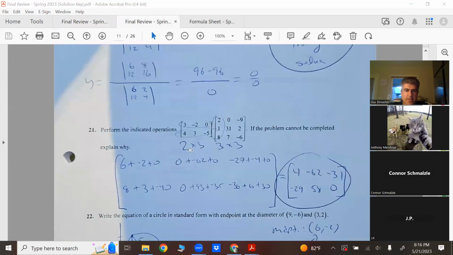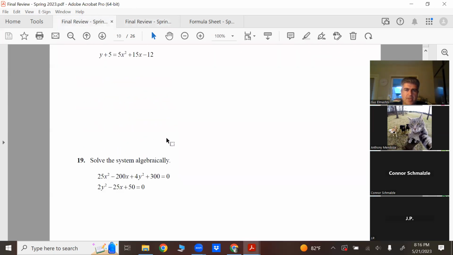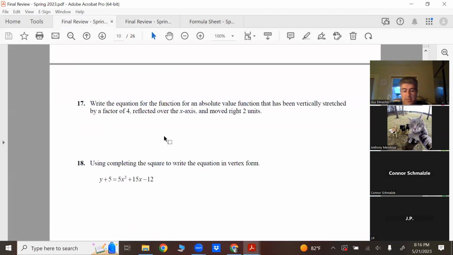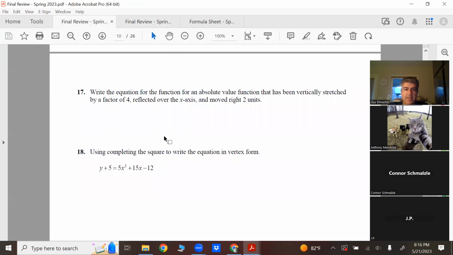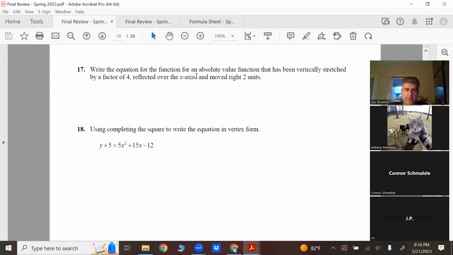I know you asked about that, Charlotte. So that's a skill that you do need to know. Oh, there we go. Let's look at 17. Perfect. That's a perfect question. We had that on one of our tests, and expect something like that on the final exam too. So here you're asked to write the equation with absolute value.